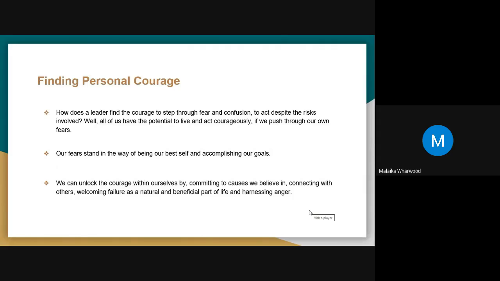So we can work on that, building that personal courage, right? And we can take it one day, one step at a time. Commit to something we believe in. Connect and share yourself a little bit more with colleagues, people in the community, and learn to accept failure.